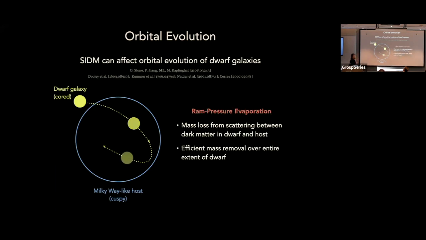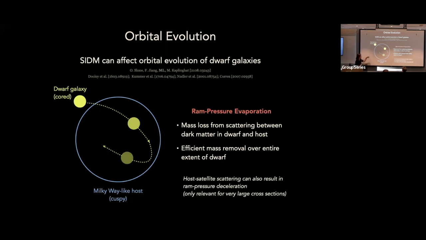The other way is totally new and very different. We just don't have this in CDM. This occurs from the fact that the dark matter in the dwarf galaxy can interact with the dark matter in the halo, because now we're allowing those interactions. So as the subhalo falls in, you end up getting scattering between the dwarf and the background halo, which can kick out dark matter particles from the dwarf. So that's just ram pressure evaporation. The net effect is different from the tidal stripping in that it actually ends up removing dark matter from the entire region of the halo, not just the outskirts.